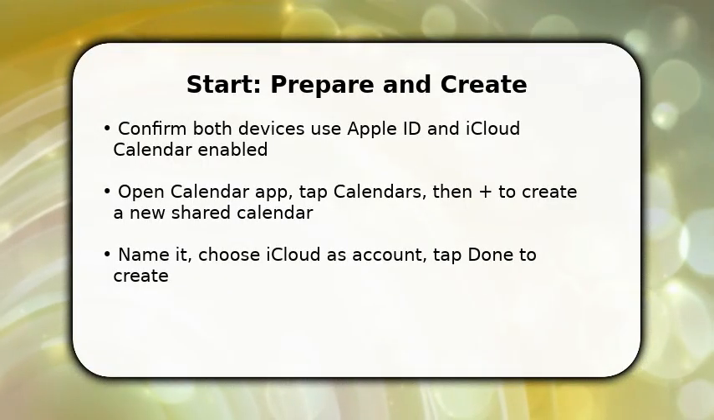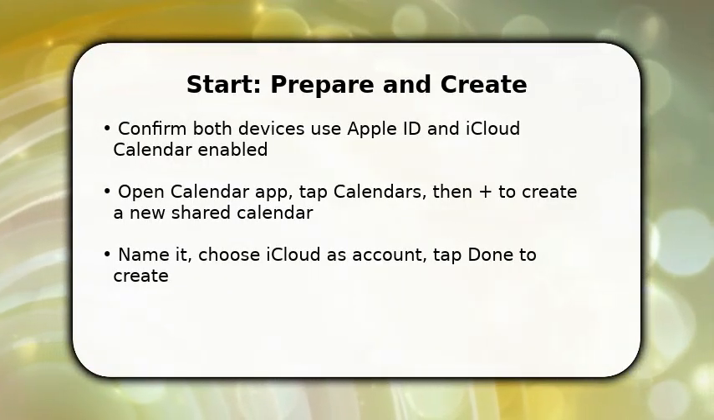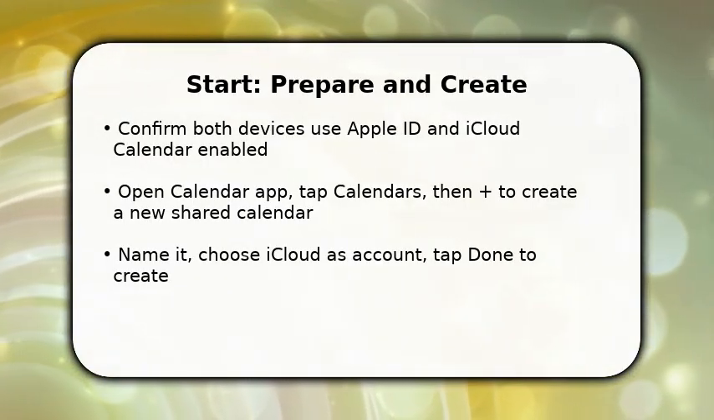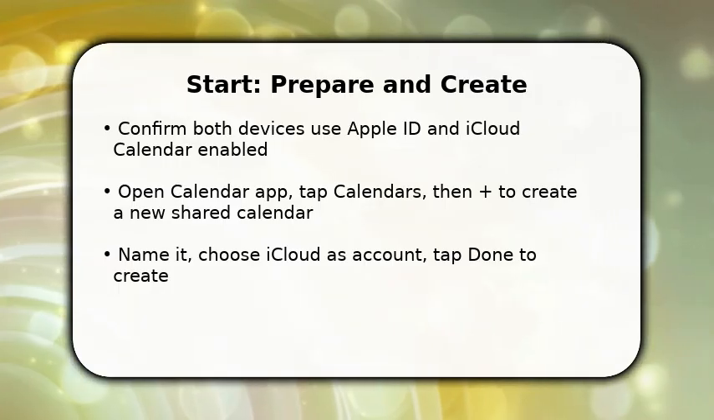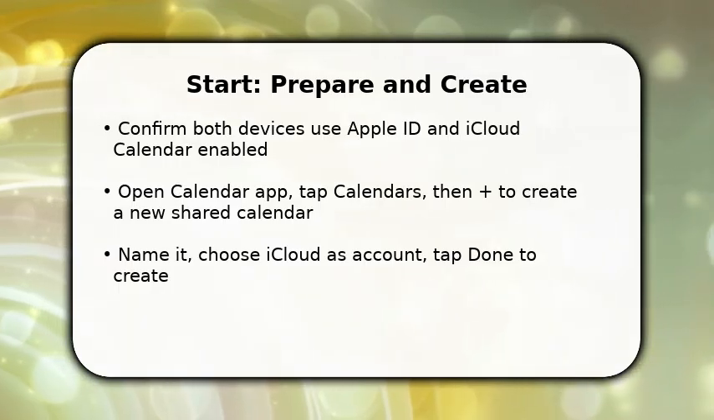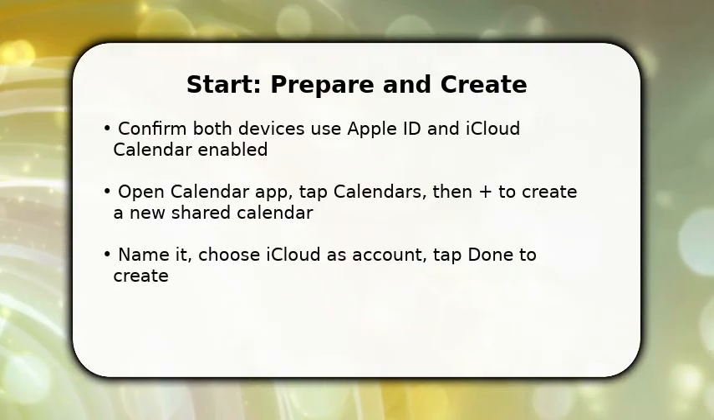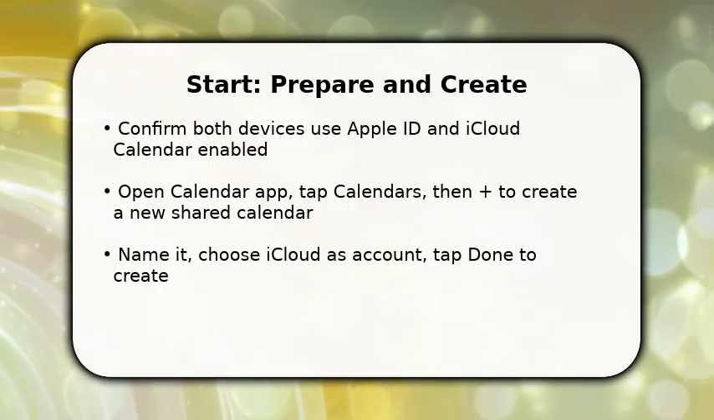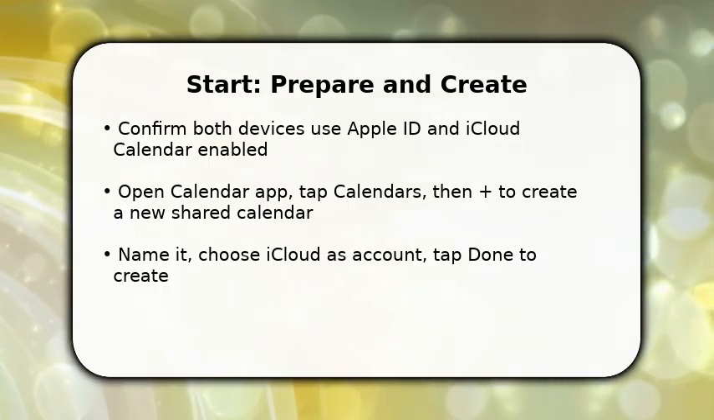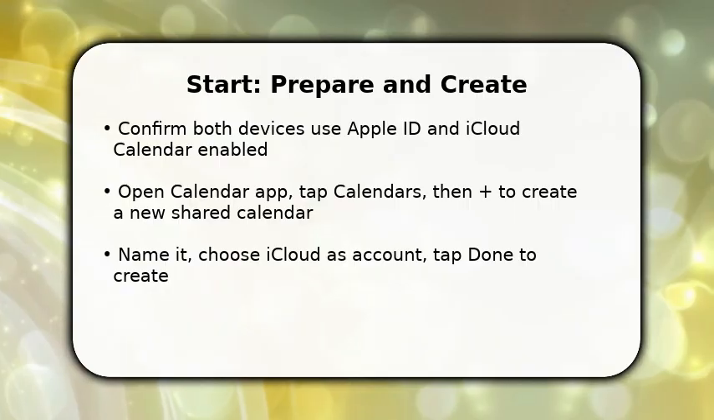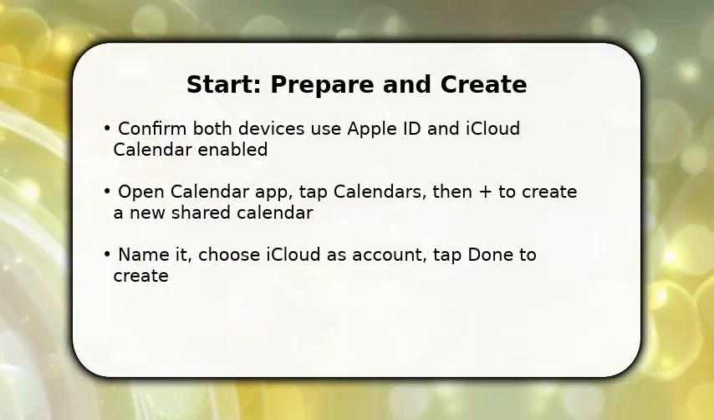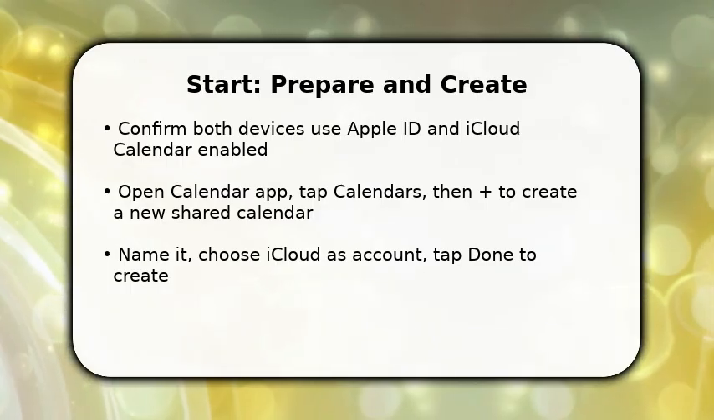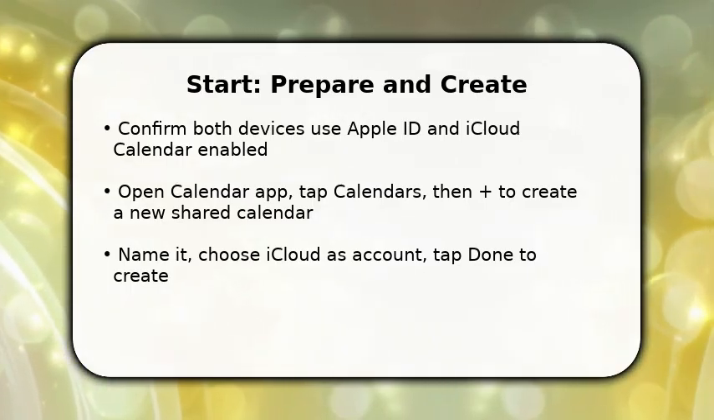You need just a few essentials. Both of you signed into Apple ID with iCloud Calendar enabled. Once that's confirmed, open Calendar and tap Calendars, then the plus sign to create a calendar. Make sure you choose iCloud as the account. That's why this syncs across devices. Name the calendar clearly for both people. Once done, tap Done and you've created the shared container where events will live. Now you're ready to invite and assign permissions.